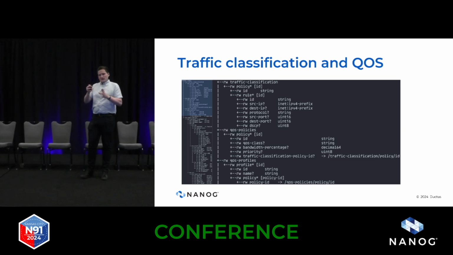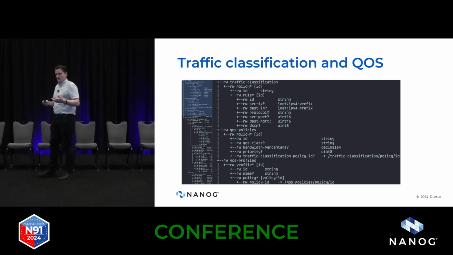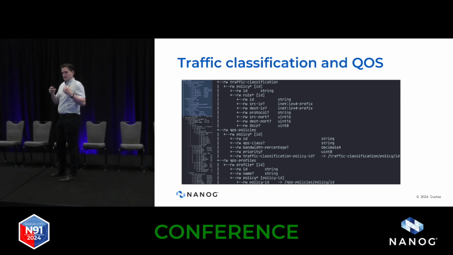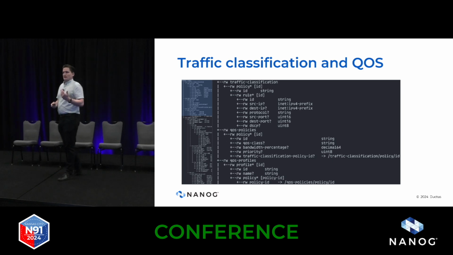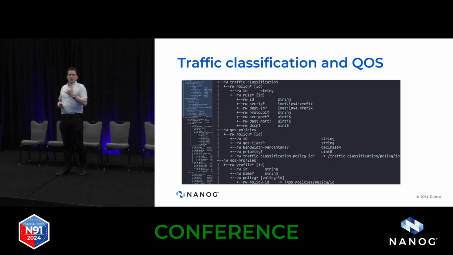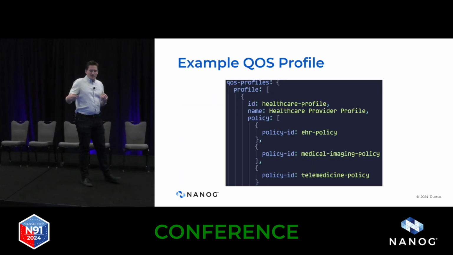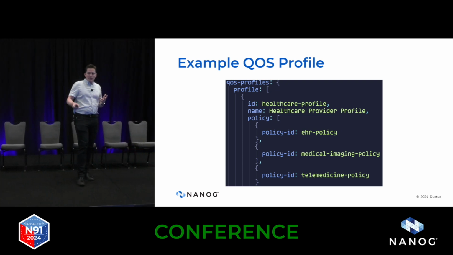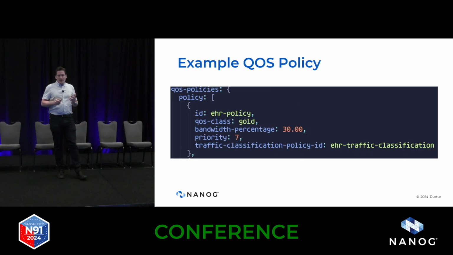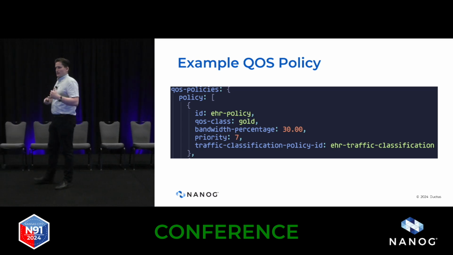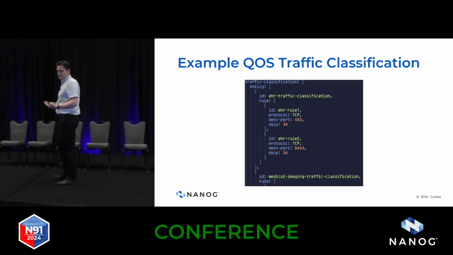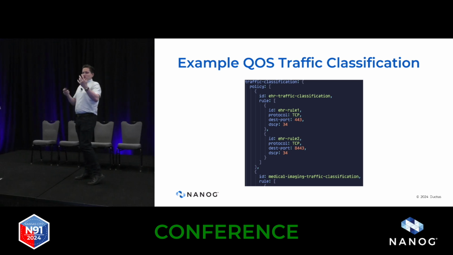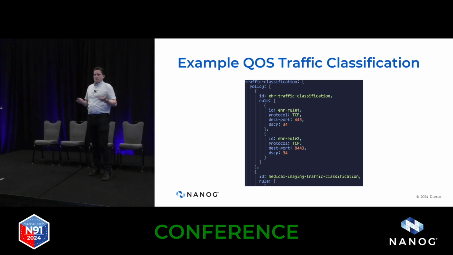Now this is actually simplified a little bit. You could certainly add a lot more detail and lots more parameters if you wanted, but I just want to show the ability to create standardized models that then could be referenced by customers who don't want to control every single detail of their QoS. For example, here we have this healthcare profile. We've defined a number of policies which are part of it. And then each one of those policies is going to have a QoS class and some way of classifying traffic into the policy.